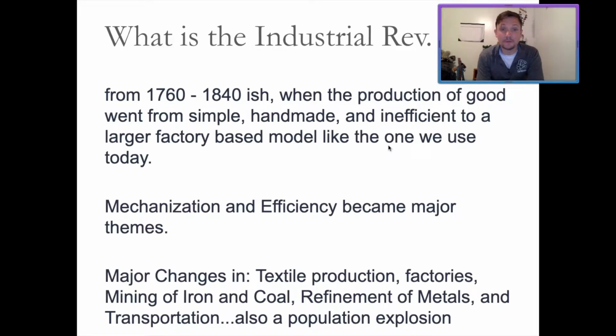Now, the other big stuff is that mechanization and efficiency become major themes, okay? The major changes occur in textile production, factories, the mining of iron and coal, the refinement of metals, and transportation. Also, there's a population explosion, right? Those are the big things, the areas of life that things are changed in, right?